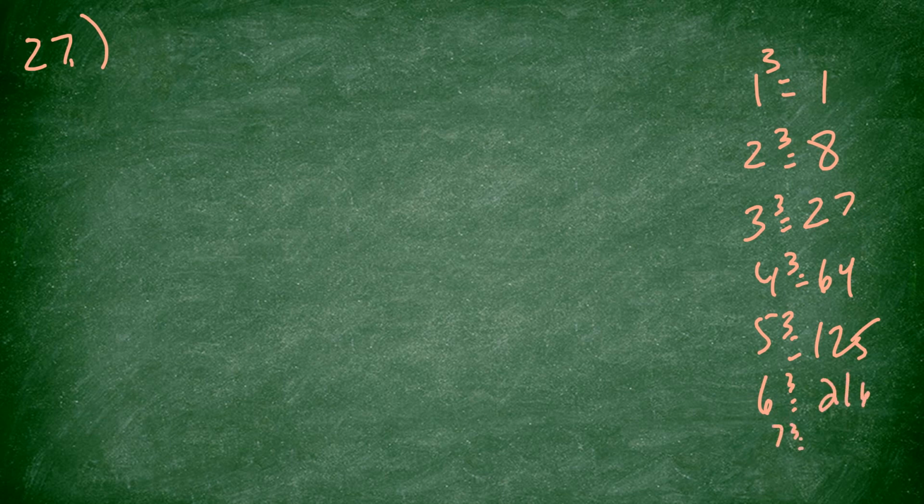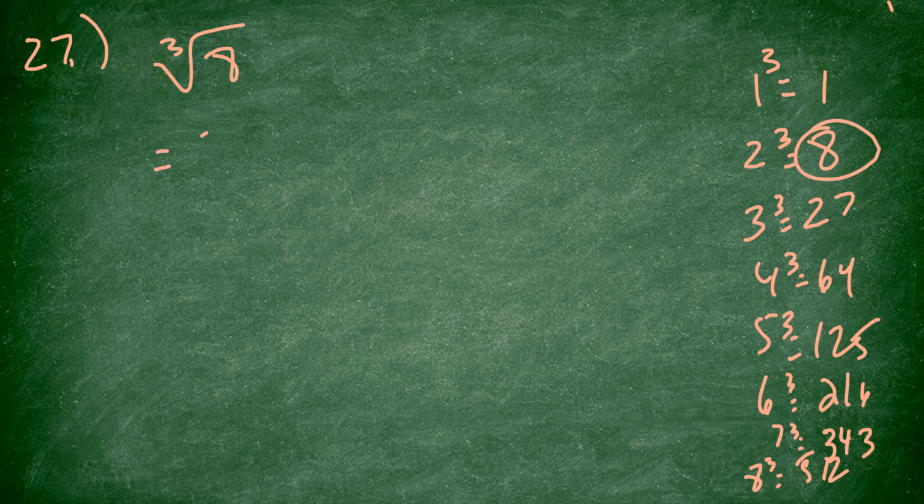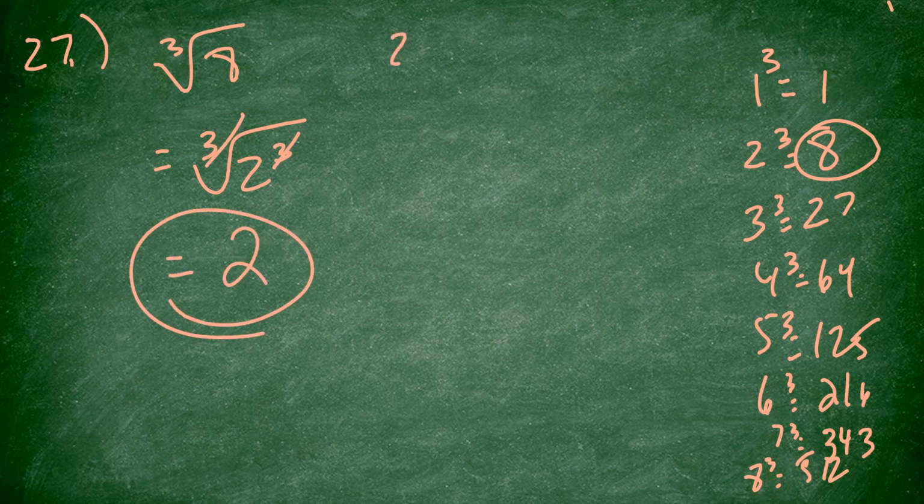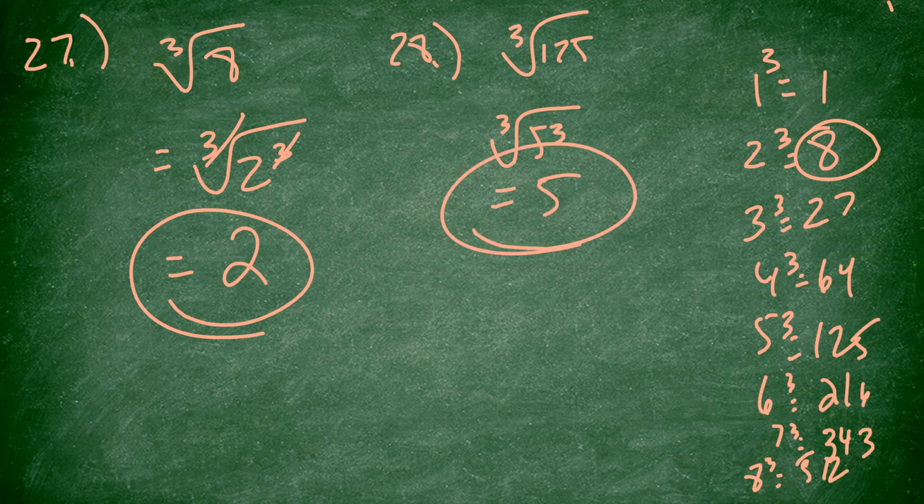7 cubed is 343, I believe. And 8 cubed is 512. So 27, we have the cube root of 8. So look, 8's on my list. That means this is a perfect cube, so you can rewrite it as the cube root of 2 cubed. The little 3's cancel. Your final answer is 2. 28, we have the cube root of 125. So that's the cube root of 5 cubed, which is just 5.